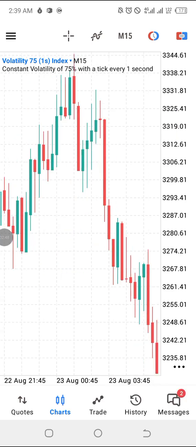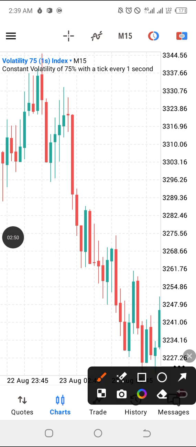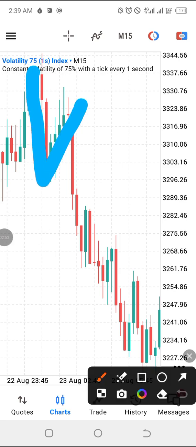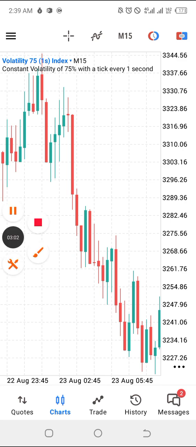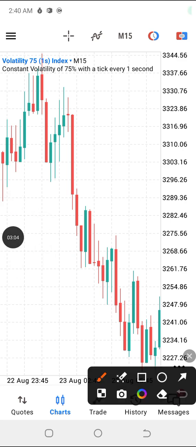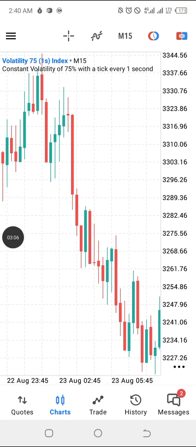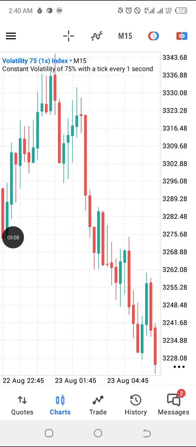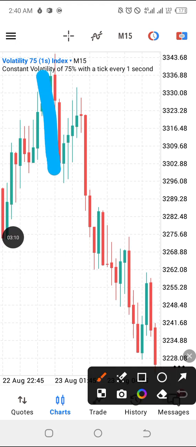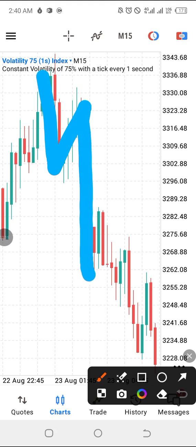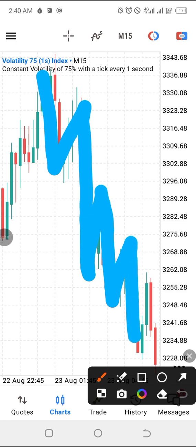So look at, let me zoom out. So as you can see, lower low, lower high. It came down again, lower low. Then this bullish candlestick appeared. So lower low, lower high, lower low, lower high, lower low, lower high.